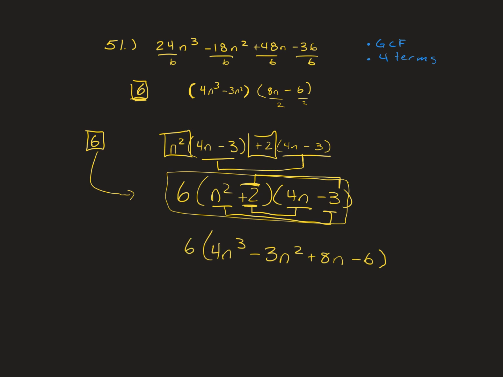I'm trying to see whether this matches the original one, so now I'm going to distribute to each of the things here. So 6 times 4n cubed is 24n cubed. 6 times negative 3n squared is negative 18n squared. 6 times 8n is positive 48n, and 6 times negative 6 is negative 36. And that's all the ways that we're going to do for now for factoring.